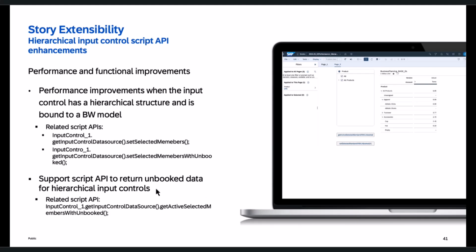We also support Script API to return unbooked data for hierarchical input controls. So if you use the input control get active selected member with the unbooked option, you will be able to return the unbooked data for the hierarchical input controls. So with that, you can define more flexible and interactive scenarios by leveraging the input control script API.